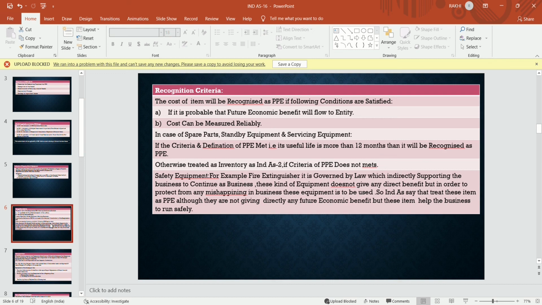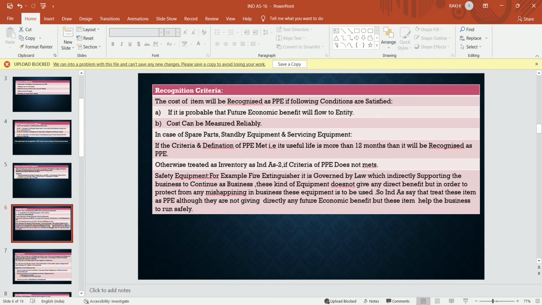Means if the spare part's useful life is more than 1 year and it will flow some economic benefit to the company, then only that spare part will be recognized as property, plant and equipment. And if the useful life of the spare part is less than 1 year, then it will be treated as inventory. Safety equipments. What is the condition for safety equipments?